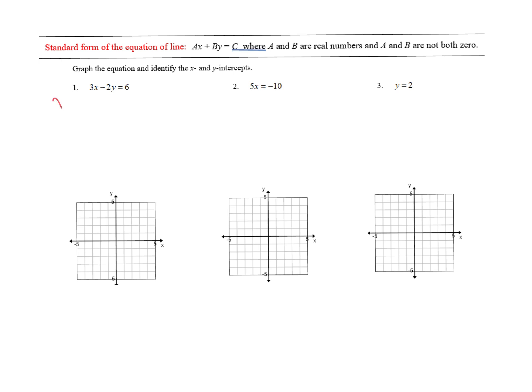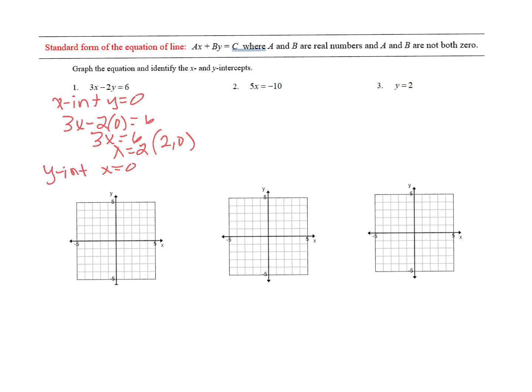If I want to find the x-intercept, I'm going to make y equals 0. So 3x minus 2 times 0 equals 6, leaves me with 3x equals 6, so x equals 2. So I have an x-intercept of (2, 0). The y-intercept means that we're going to make x equal to 0. So 3 times 0 minus 2y equals 6. So that leaves me with negative 2y equals 6. So y is equal to negative 3. So my y-intercept is (0, -3). So when I plot those 2 points, (2, 0) and (0, -3), the line is the connection between those 2 points.